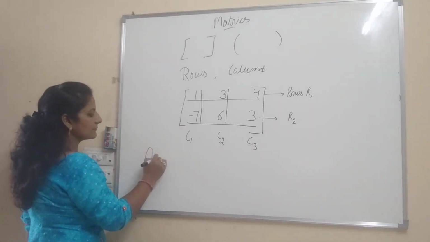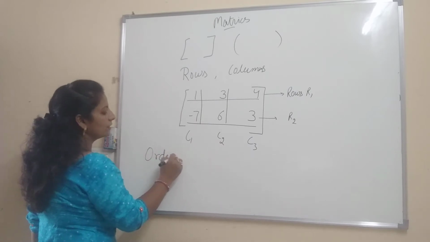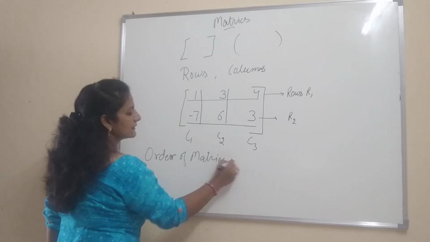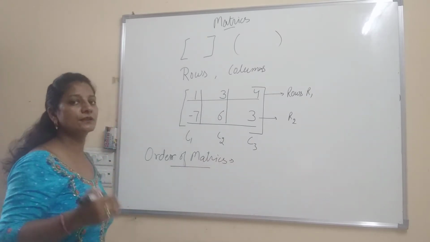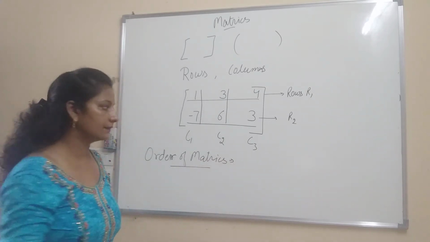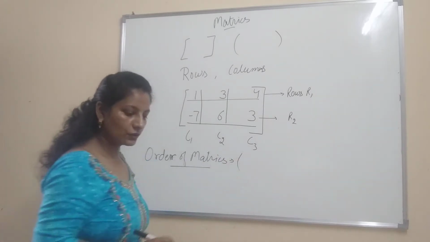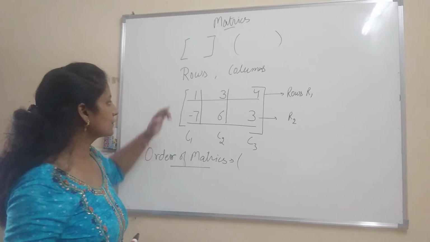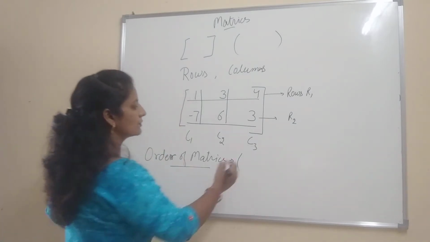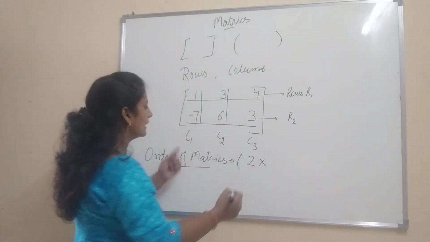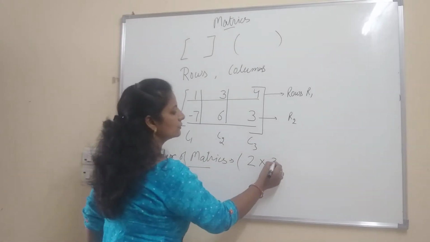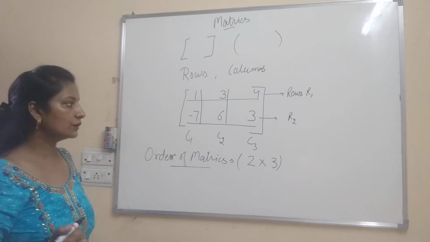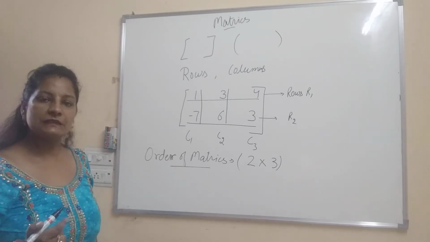Sometimes you get a question like order of matrices. Order of matrices says how many rows and columns there are. First we write the number of rows. Here there are 2 rows, so it is 2 into, and the number of columns is 3. So the order of the matrix is 2 into 3.